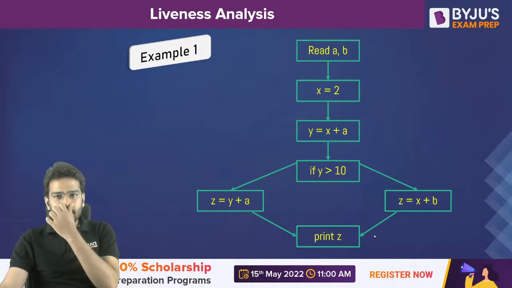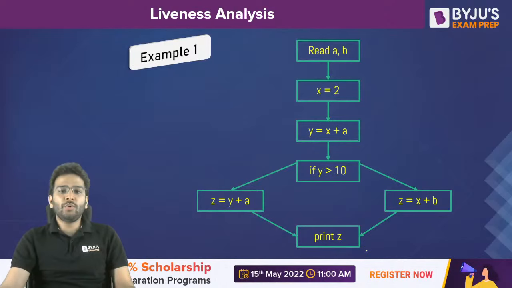So let's consider this example. So we have this example, right? And as I told you, this liveness analysis is a backward mechanism.